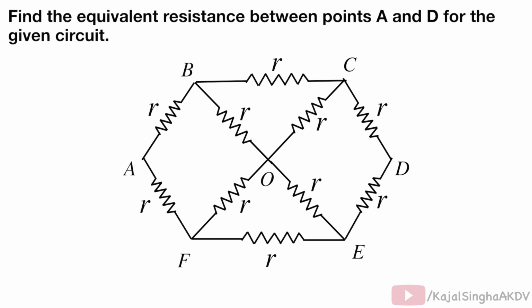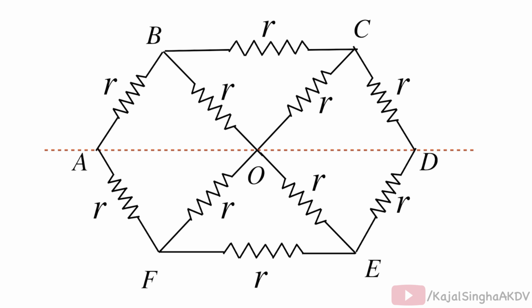Let us consider another example. Find the equivalent resistance between points A and D for the given circuit. Here a circuit is given, and we have to calculate the equivalent resistance between points A and D. So first we will check if this circuit has folding symmetry. So we draw a line through A and D and check for the folding symmetry of this circuit. If we fold the circuit along line AD, the upper half clearly coincides with the lower half of the circuit. So this circuit has folding symmetry.